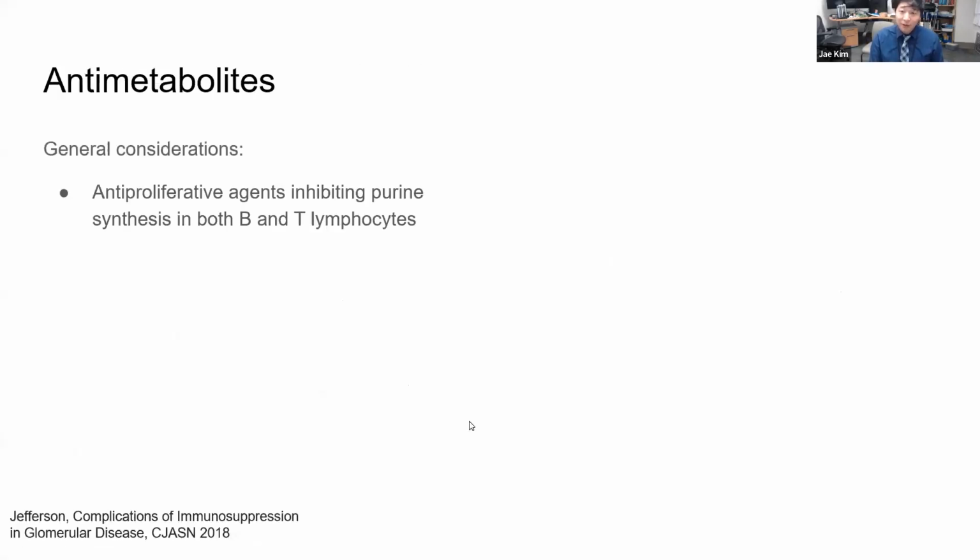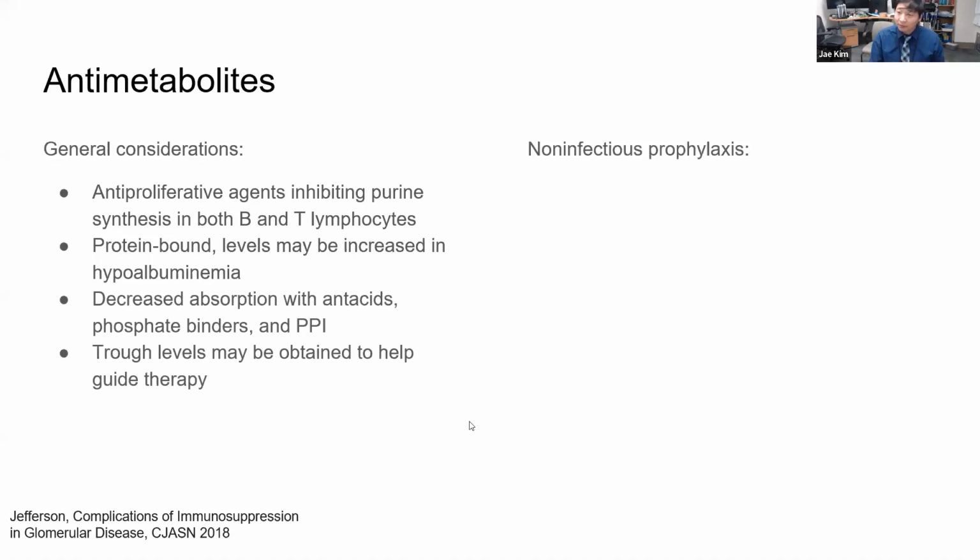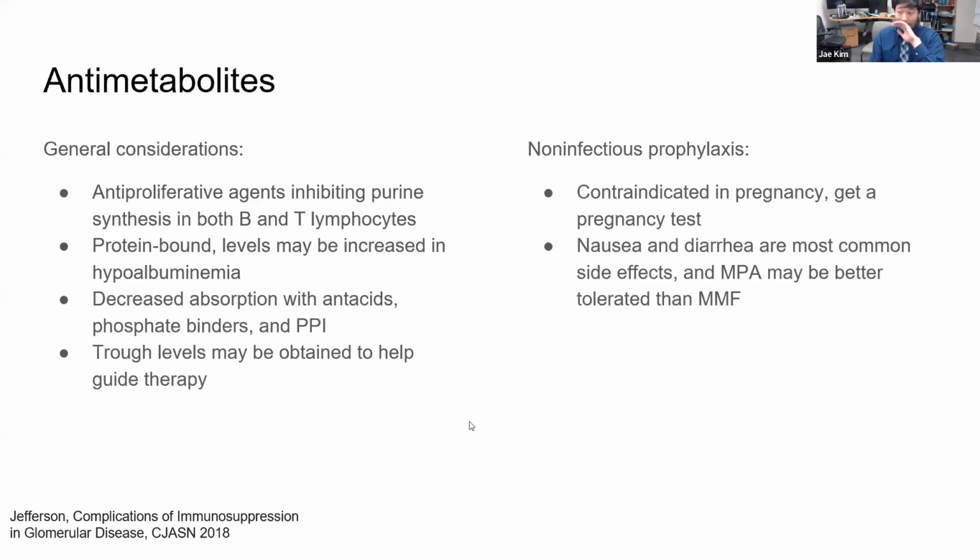Antimetabolites. Some general considerations include it is an anti-proliferative agent inhibiting purine synthesis in both B and T lymphocytes. It's protein bound and levels might be increased in hypoalbuminemia, like in our patients. There's decreased absorption with antacids, phosphate binders, and PPIs. And trough levels may be obtained to guide therapy in cytopenias or in GI upset. It's contraindicated in pregnancy. Get a pregnancy test. And nausea and diarrhea are the most common side effects, and MPA may be better tolerated than MMF.